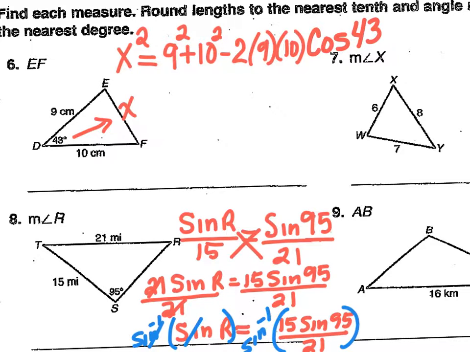So at this point, if I want to leave x by itself, the x is squared, so how do I get rid of that square? Just square root the whole thing, and that way you can cancel this out. And then you get the square root of that, and that would be the answer. So all we have to do is just put that in the calculator. Second square root, 9 squared plus 10 squared minus 2 times 9 times 10, cosine of 43, and that's the answer. So what is the length of EF?